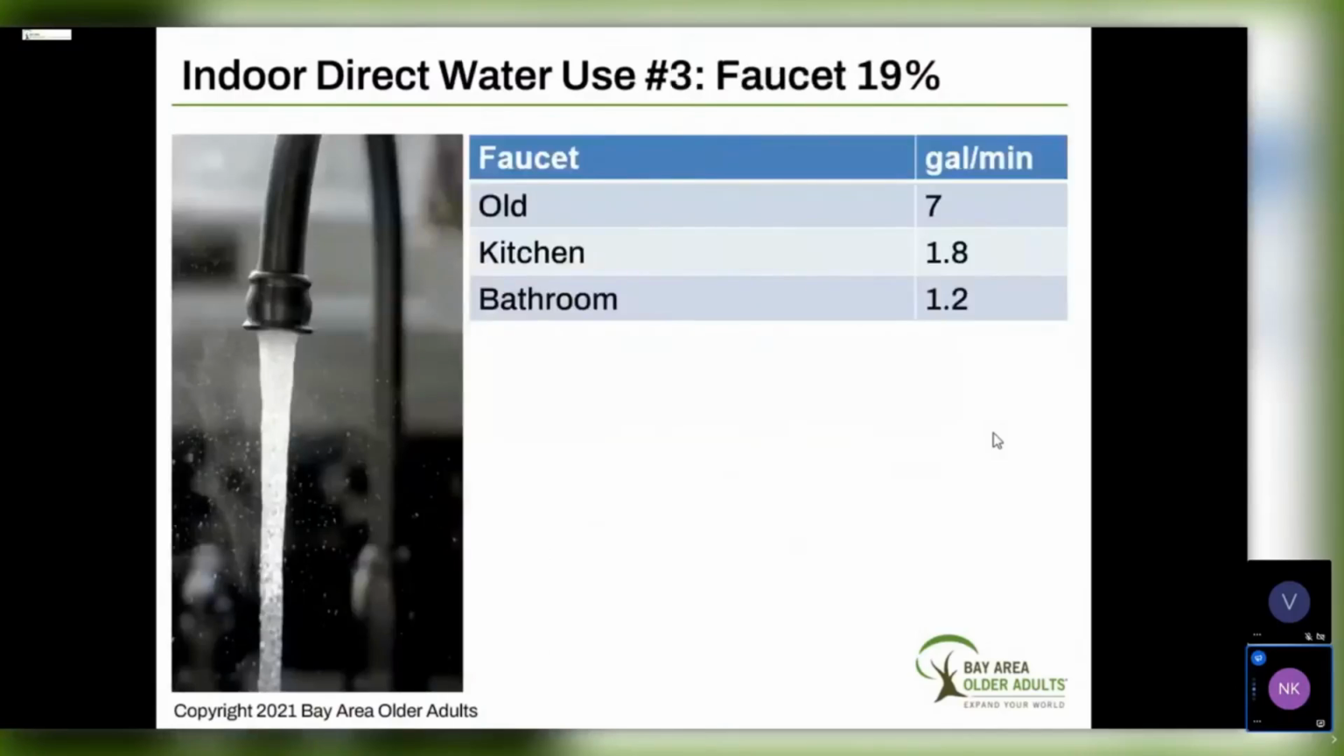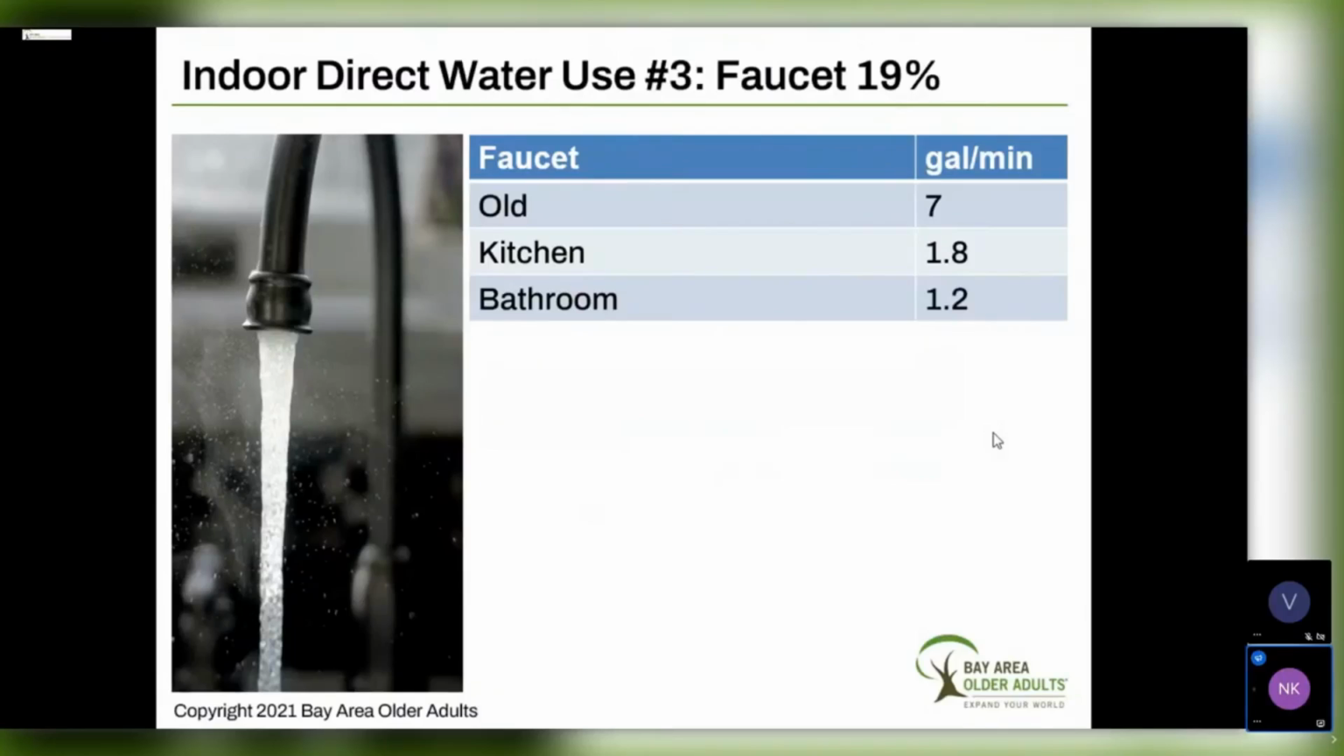The third big use indoors is the faucet. Both kitchen and bathroom faucets are 19% of water use. We all know to not have the water running while we brush our teeth or soap the dishes or utensils by hand. Keep in mind, the current dishwashers are now 5 GPL, that's 5 gallons per load.